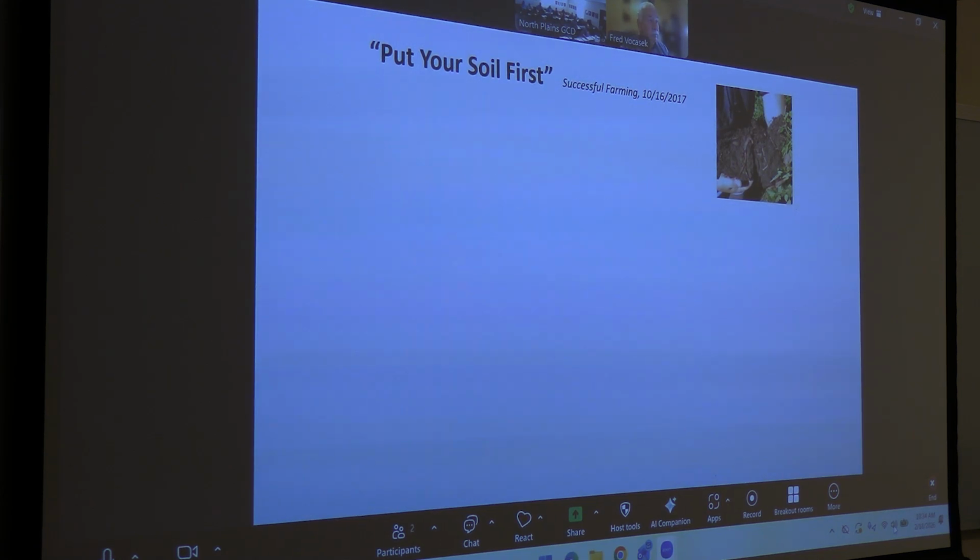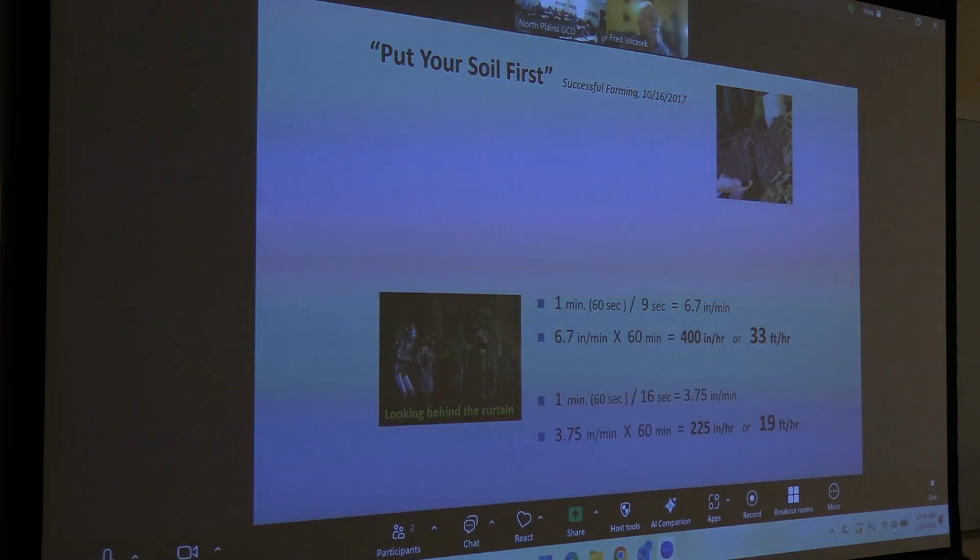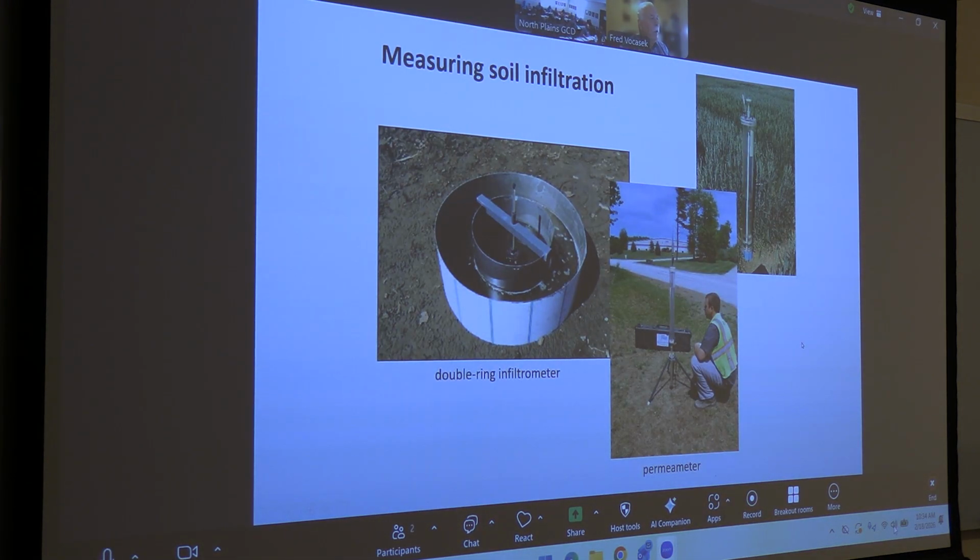That is pretty amazing. But I took a look a little bit, and I did the math. If you take that, 9 and 16 seconds per inch, and extrapolate it out to feet per hour, we're talking about 20 to 30 feet of infiltration per hour, water moving through that. Well, if that was the case, you could start at breakfast, and you could have Lake Meredith drained by supper time. So that didn't make a lot of sense to me. So I tried to look a little bit deeper.